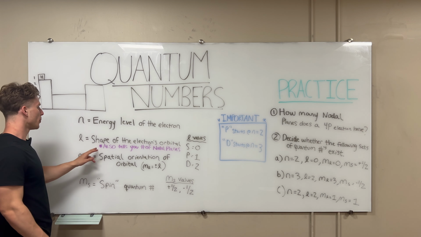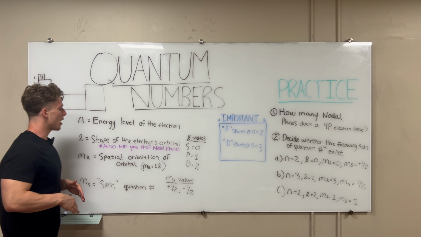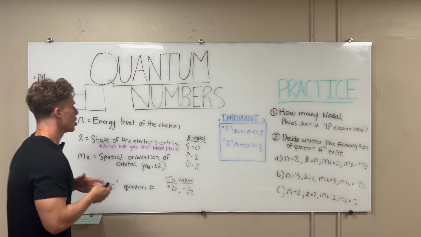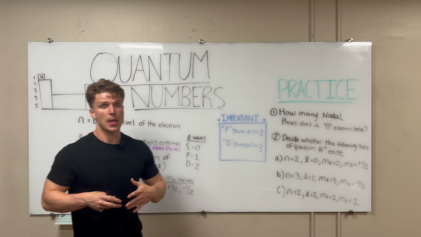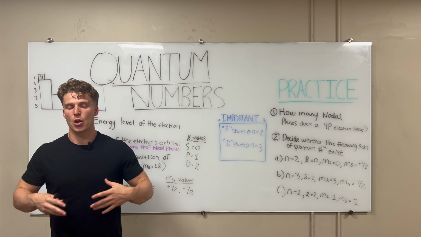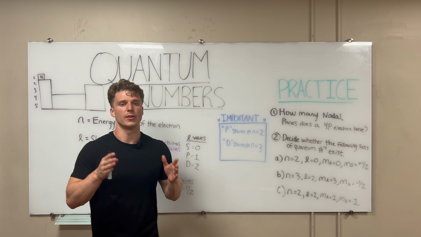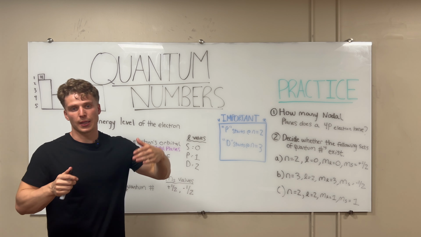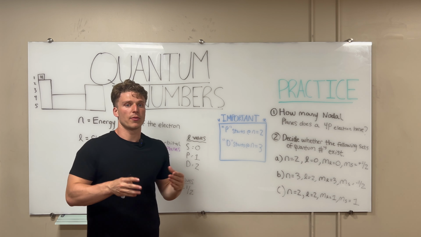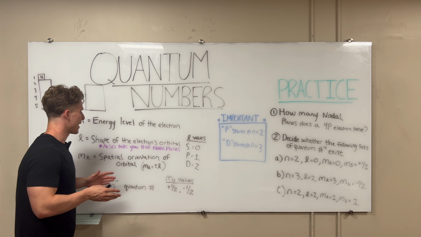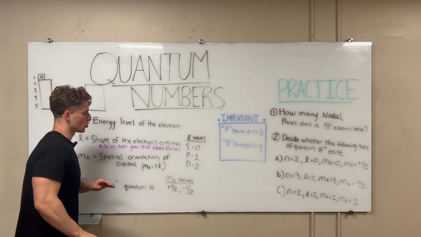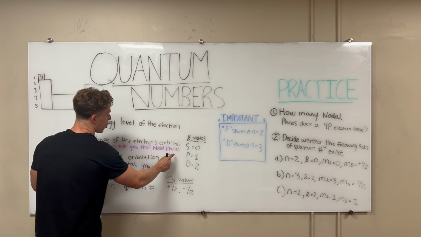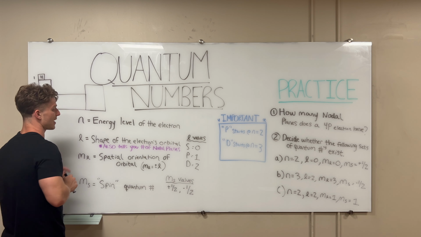Now, in purple, I have written here, this also tells you about the number of nodal planes that an electron has. Nodal planes, simply put, are just an area of an electron where you're not going to have a lot of electron density, right? It's an area with 0 electron density. It's a little bit more complicated than that. However, for a simple definition, we can think of nodal planes as an area in the electron where there is no electron density, right?